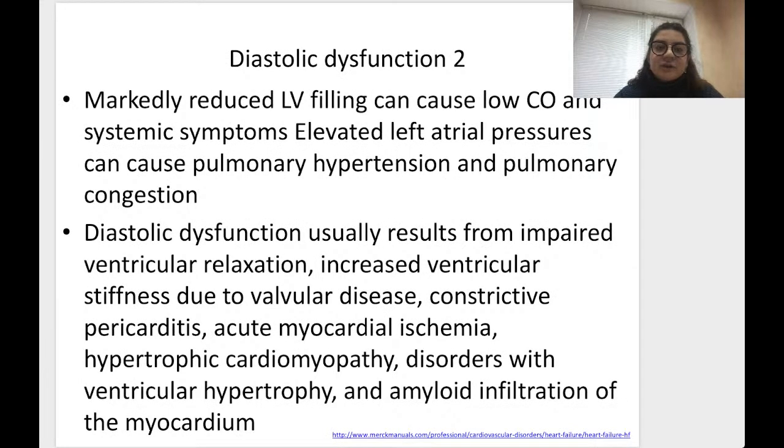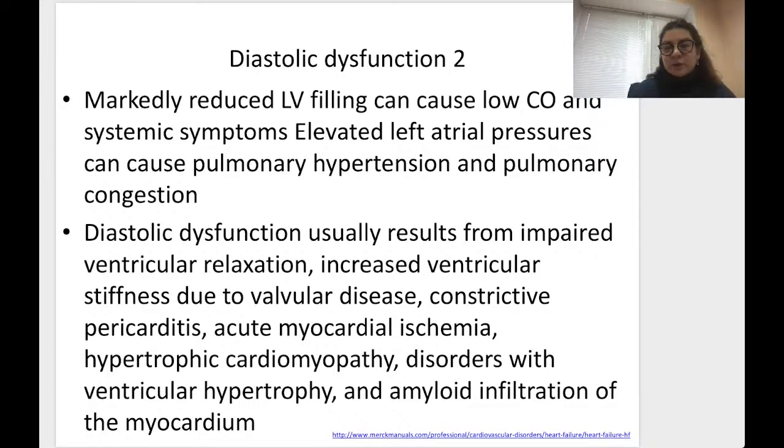Markedly reduced left ventricle filling can cause low cardiac output and systemic symptoms. Elevated left atrial pressures can cause pulmonary hypertension and pulmonary congestion. Diastolic dysfunction usually results from impaired ventricular relaxation, increased ventricular stiffness due to valvular disease, constrictive pericarditis, acute myocardial ischemia, hypertrophic cardiomyopathy, disorders with ventricular hypertrophy, and amyloid infiltration of the myocardium.